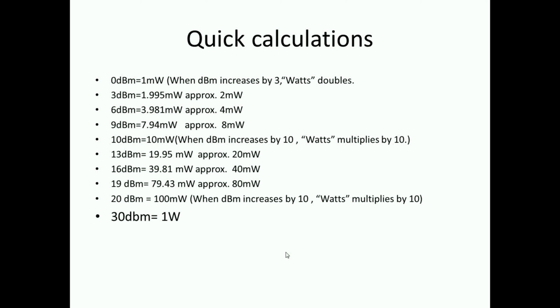So 10 dBm is 10 milliwatt, 20 dBm is 100 milliwatt, 30 dBm is 1 watt, 40 dBm is 10 watt. Like that it multiplies.